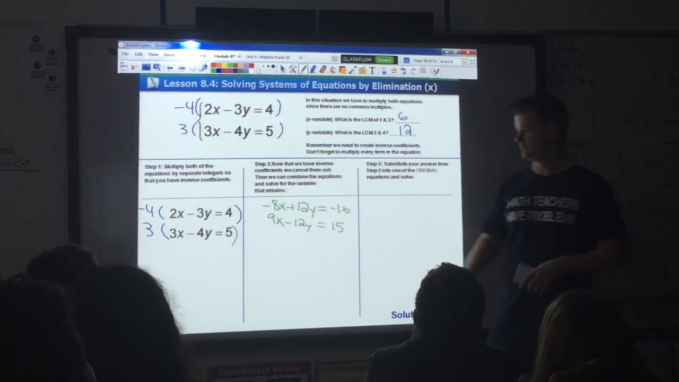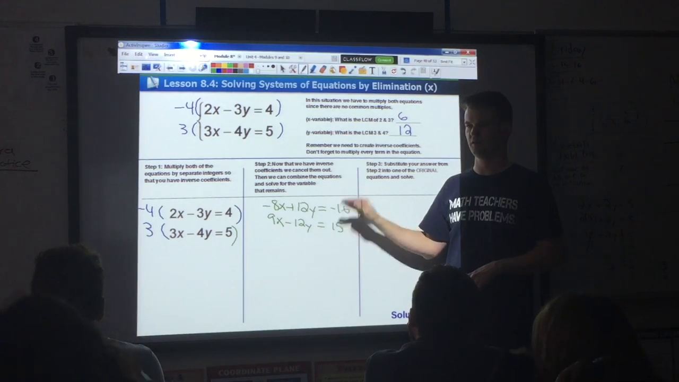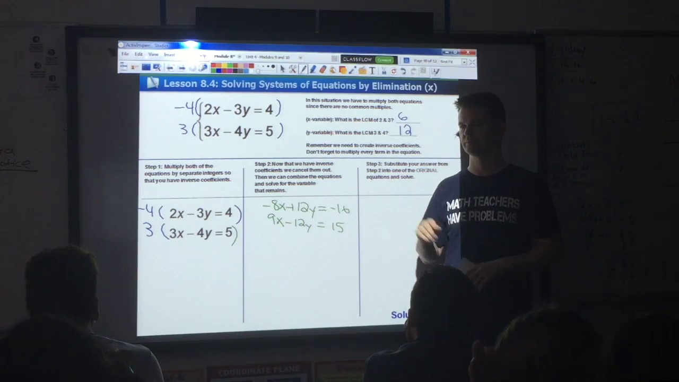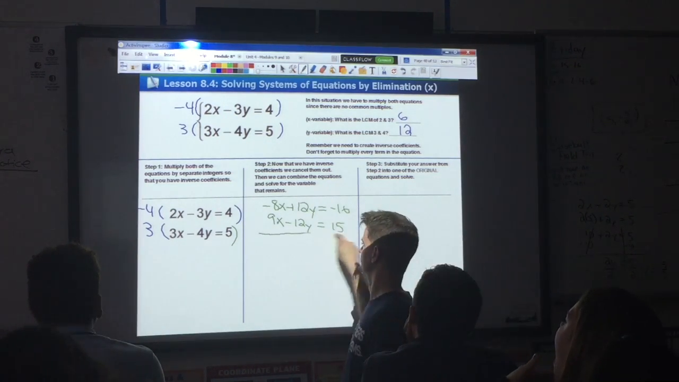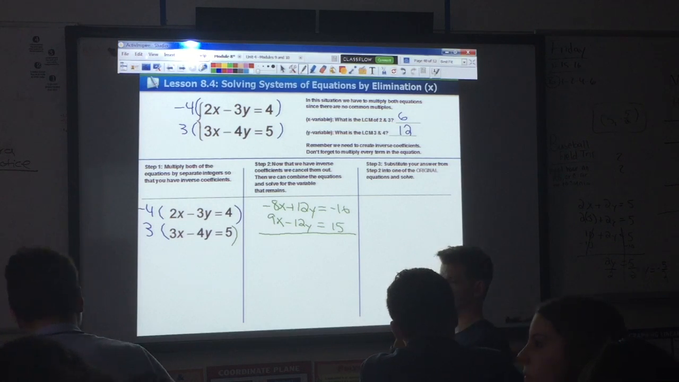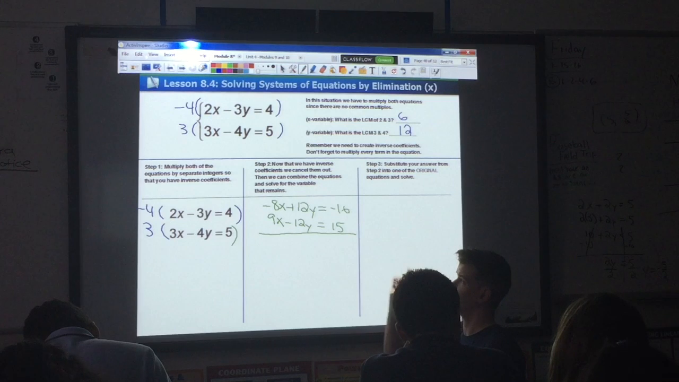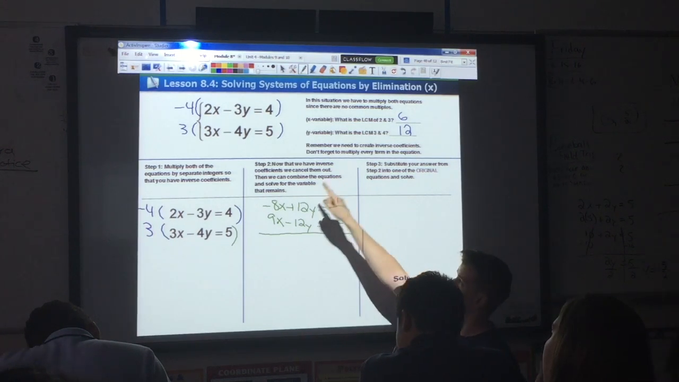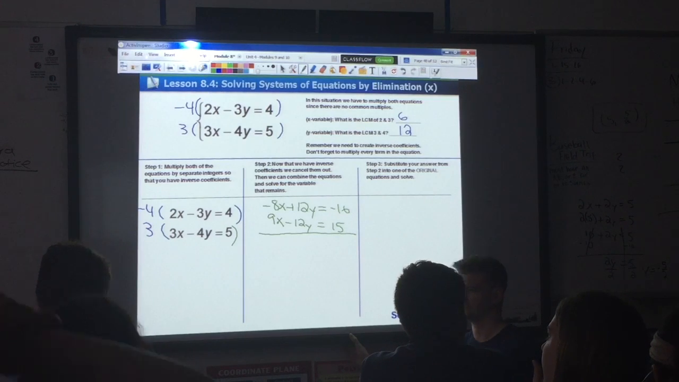Key to organization: x's on top of x's, y's on top of y's, constants on top of constants. Make sure they're in the correct form. What's up? You know how you made it into negative 8x plus 12y? When you are substituting back in, do you still use the original one? I would never use these equations. I always use the original ones, the ones that I started with. Always use those when you're substituting back in, okay?